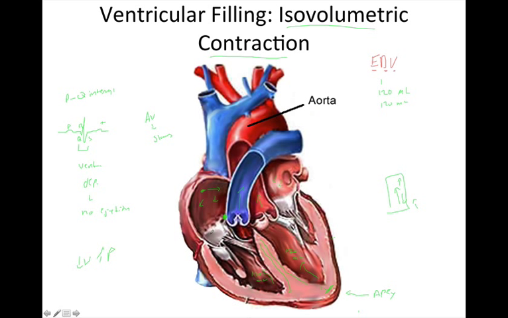Now, during this, the AV valves, the tricuspid and the mitral valves, both simultaneously close. And when they close, when they slam shut, that's when you hear that first heart sound, S1. All right. And this is also when the papillary muscles contract.